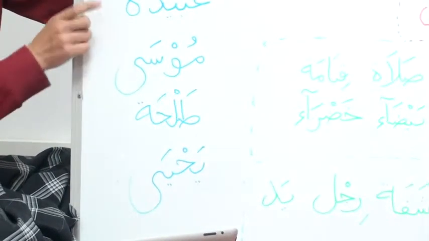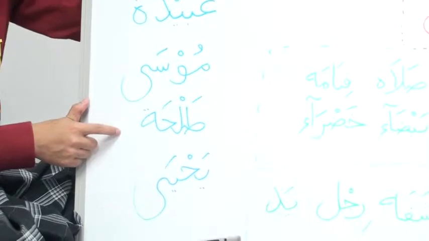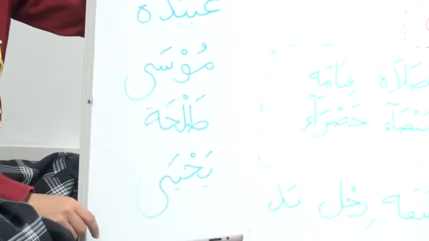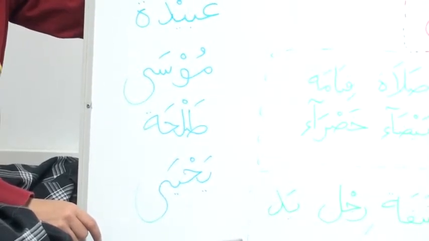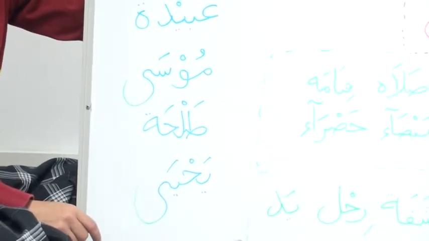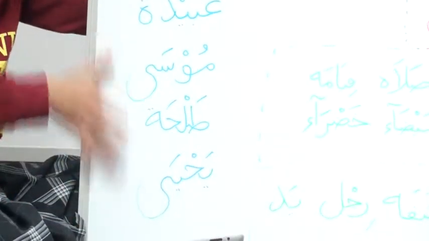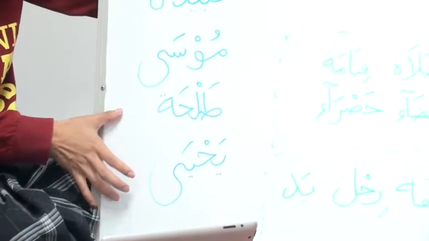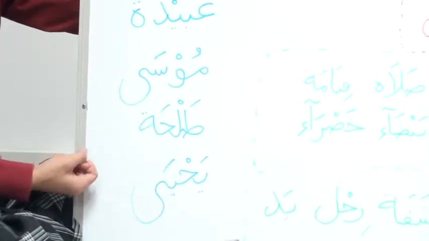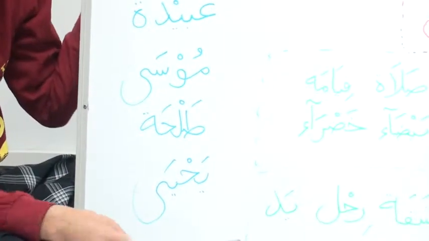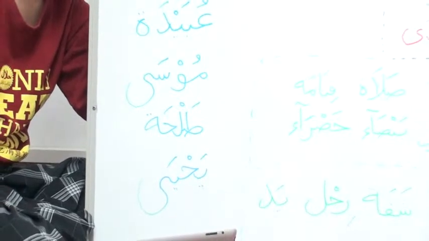Musa, Ubaidah ibn Jarrah, and Talha. Huda is a girl. In the Middle East, Huda is a common name for a girl. And then Yahya. So if the word is an obvious male name, then it's masculine, it's not feminine. All of them are somebody's name, right?